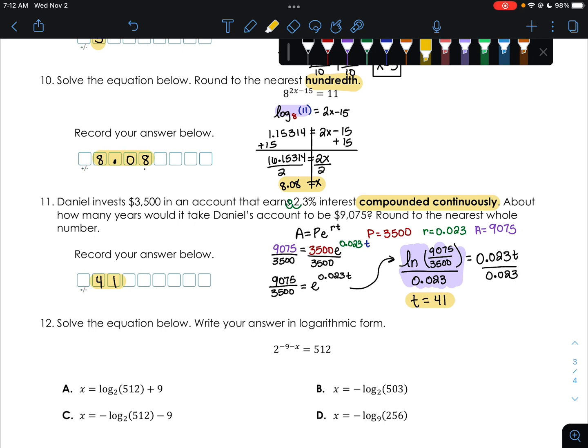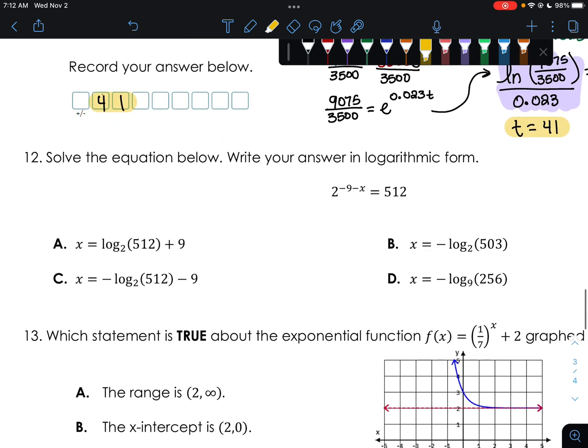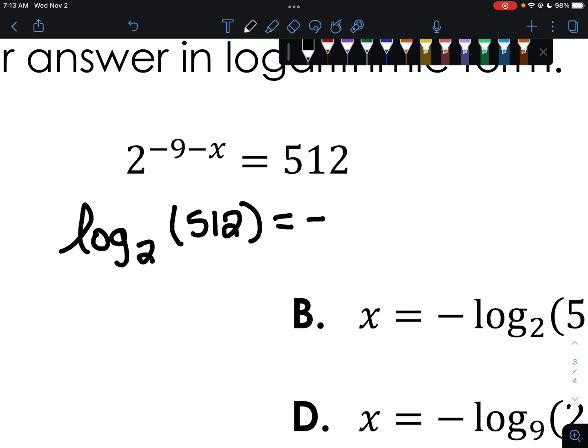So, looking at the next one, solve the equation below. Write your answer in logarithmic form. So notice our answers are all in log form. So we see if we can rewrite it. We can't. So we're just going to go ahead and switch the form. So we have log base 2 of 512 equal to our exponent negative 9 minus x.